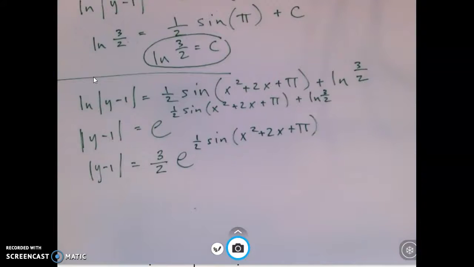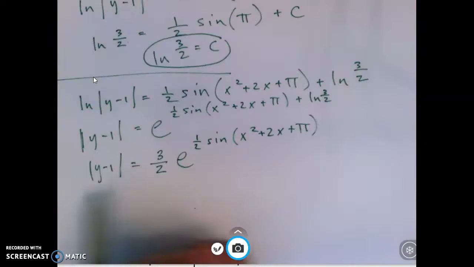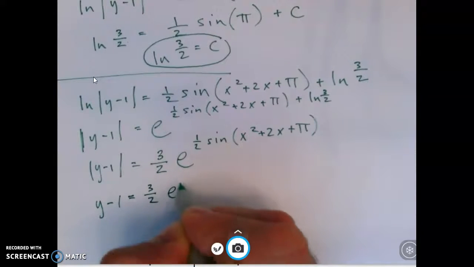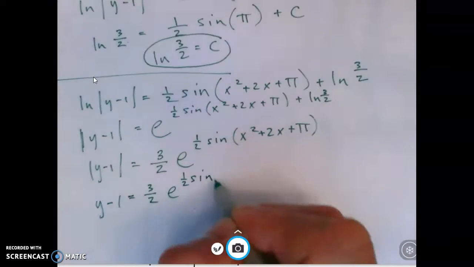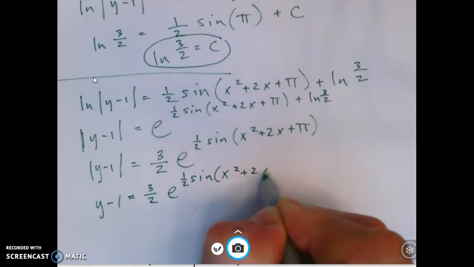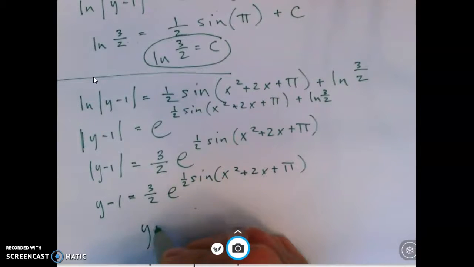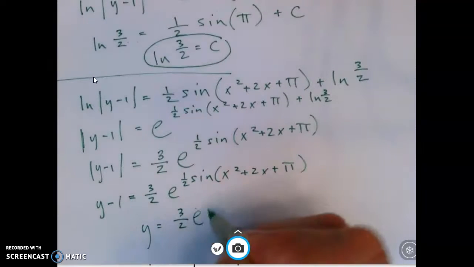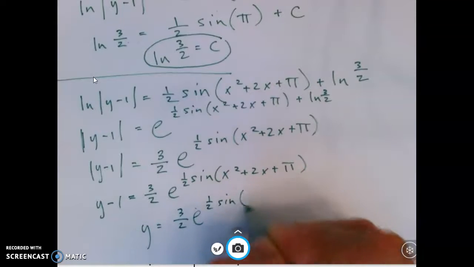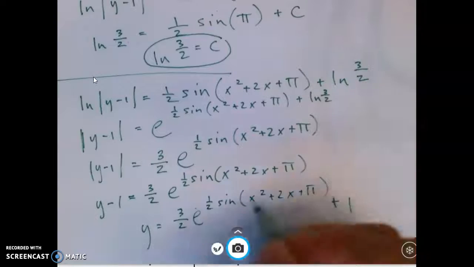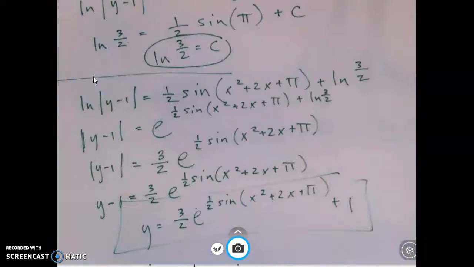Okay? All right, and then y of 0 is 5/2. Therefore, we know that y is greater than 1. Therefore, we can get rid of the absolute value here. And we simply have y minus 1 equals 3/2 e raised to the 1/2 sine of x squared plus 2x plus pi. And then finally, to get our final answer, all plus 1. And that's our final answer.